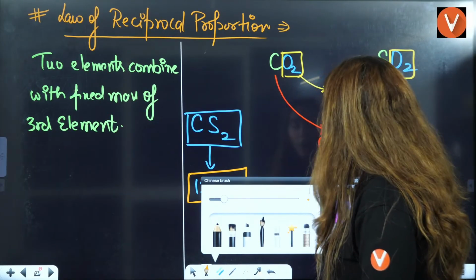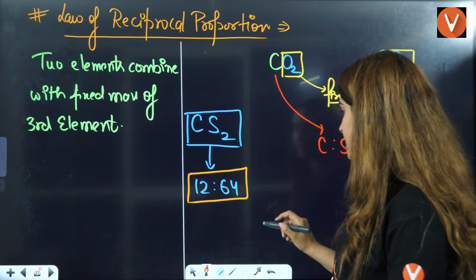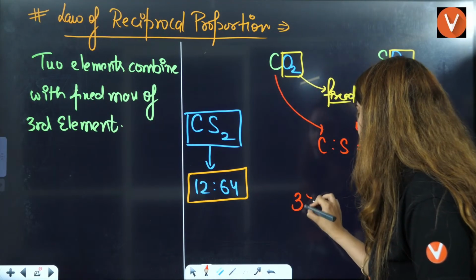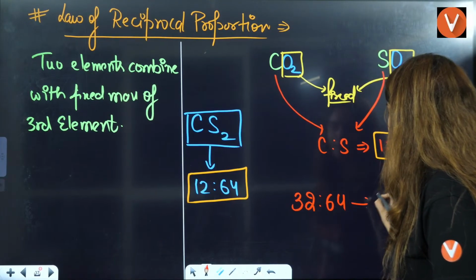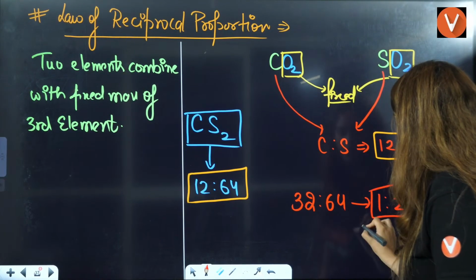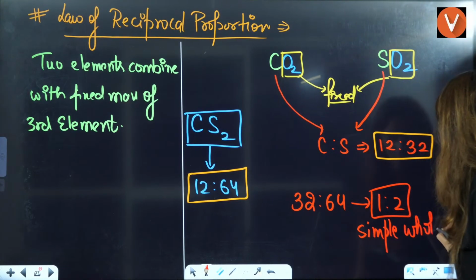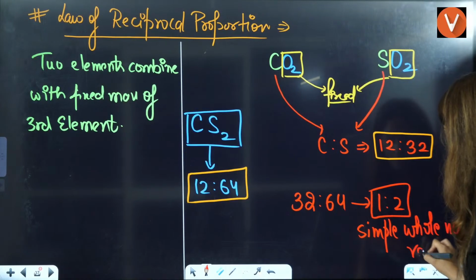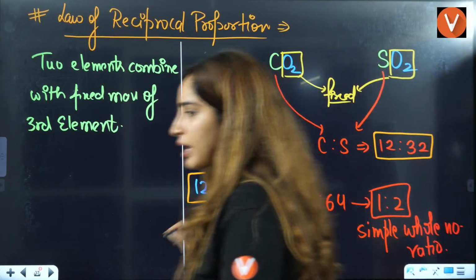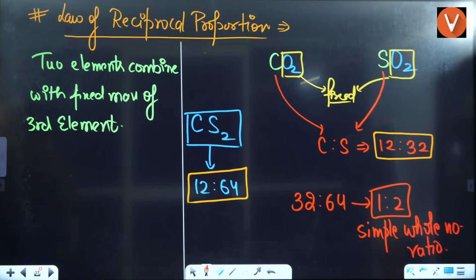Now, here also I am fixing this 12 and fixing this 12. Then the ratio is going to be 32 ratio 64, which is going to be a simple whole number ratio. Tell me, students, if that is clear to everybody or not. Okay, is that clear?